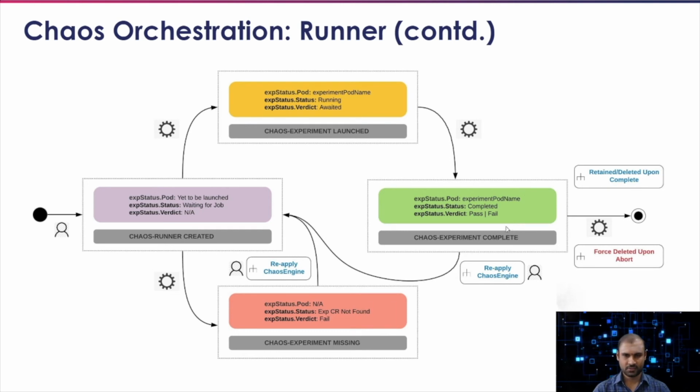And once we are in this state, the completed or stopped state, a reapplication of your chaos engine is going to recreate your runner. A new instance of the runner is going to be created, and the cycle starts again.